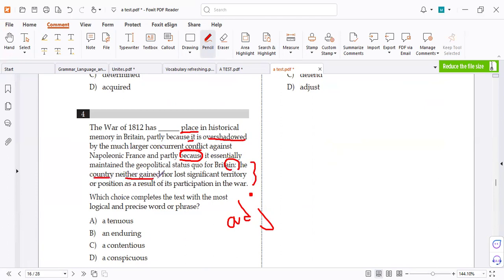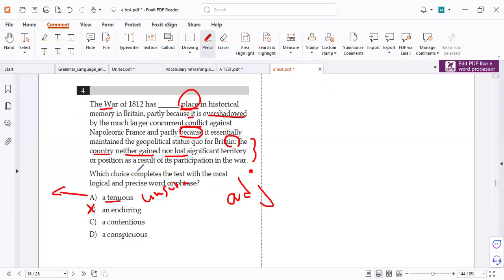Country neither gained nor lost. That means the place of this war, it's not evident, it's not proved yet. How it keeps for a long time. It's uncertain. Tenuous means unsure, uncertain up to now. We don't know what is the purpose of this war, or the war has uncertain place in historical memory. You feel it? People are not sure about it was good or not. What is the benefit? The country neither gained or lost. Feel it? And we're not talking about it's evident or clear because he explained the opposite.